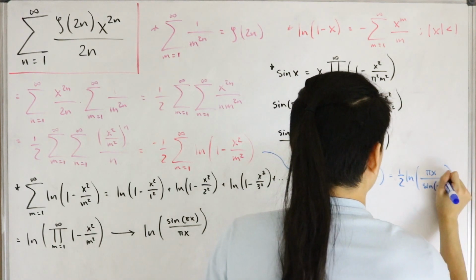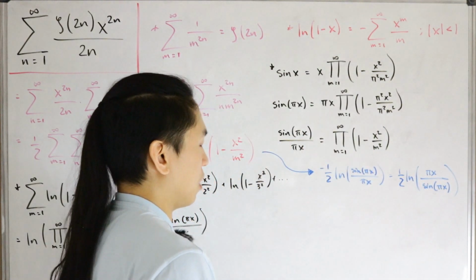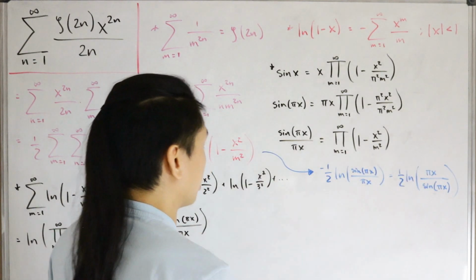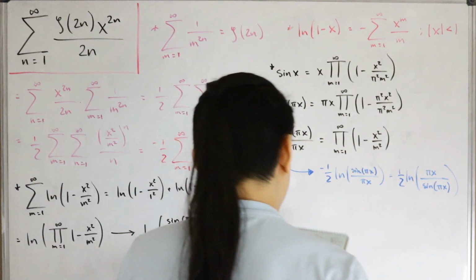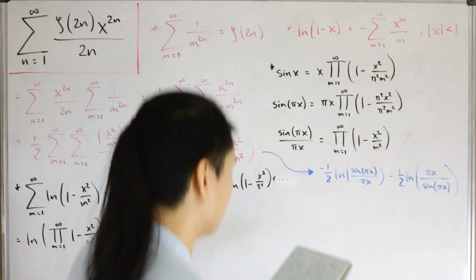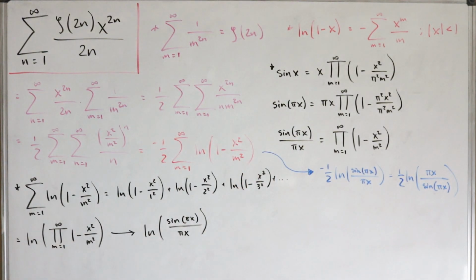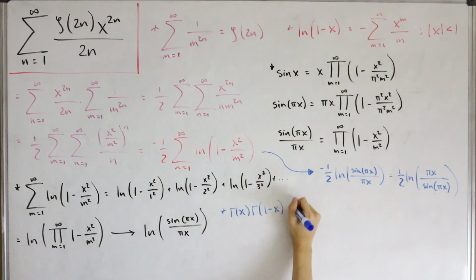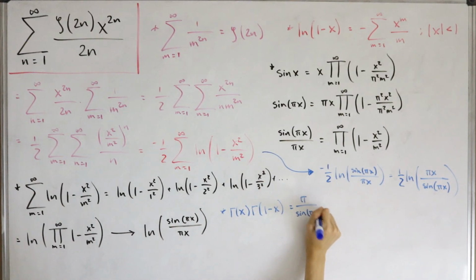If you want to, you can leave the answer like that, but we can still simplify this further. Otherwise, I wouldn't have mentioned Euler's reflection formula to begin with, and so that's when we'll be utilizing that formula. We know that Euler's reflection formula says gamma of x multiplied by gamma of 1 minus x is going to equal pi divided by sine of pi x.